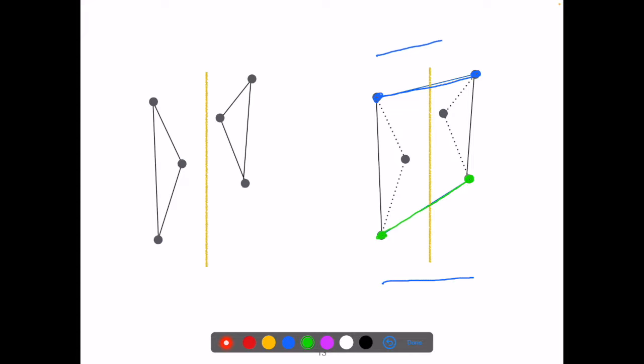And then we just need to walk around the original convex hull and see if an edge is actually inside the new convex hull, and then we can just remove them.